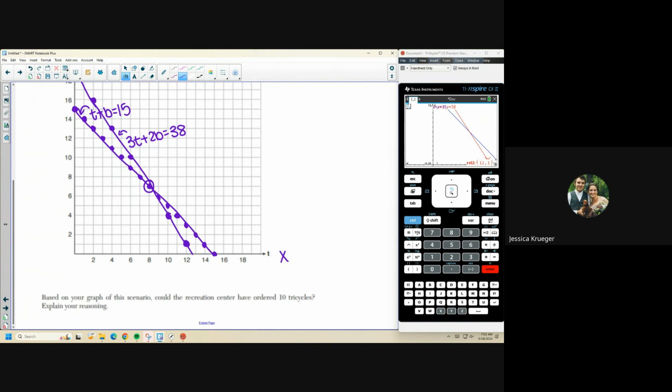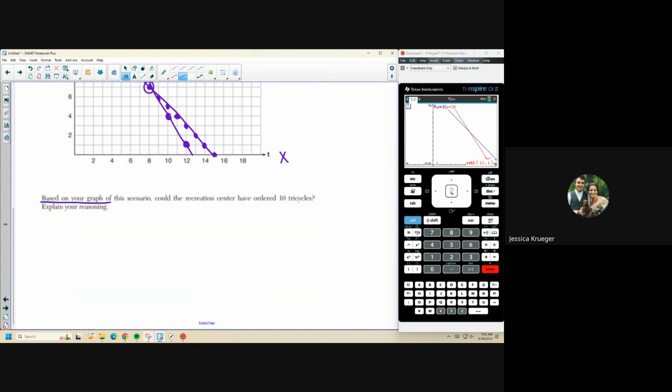It says here, based on your graph, could the recreation center have ordered 10 tricycles? So if I look at my graph, 10 tricycles would be here. And the problem is, could they have ordered 10 tricycles and have counted 15 total bicycles and tricycles and 38 total wheels? Well, it doesn't look like it. My graphs don't intersect here, so no.